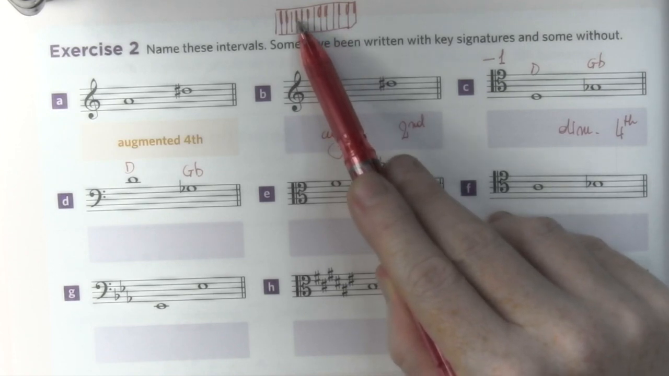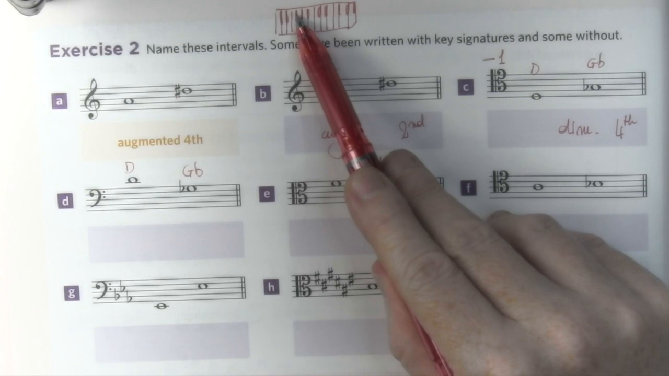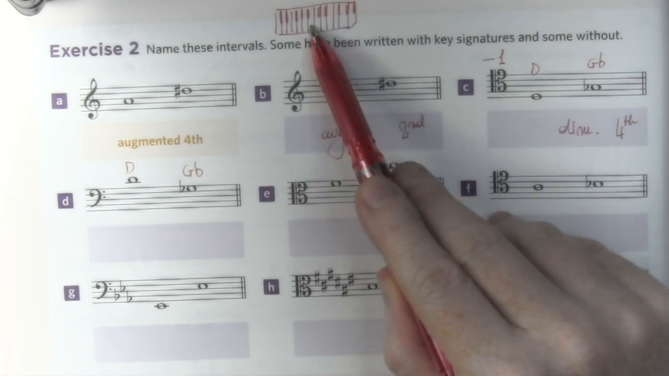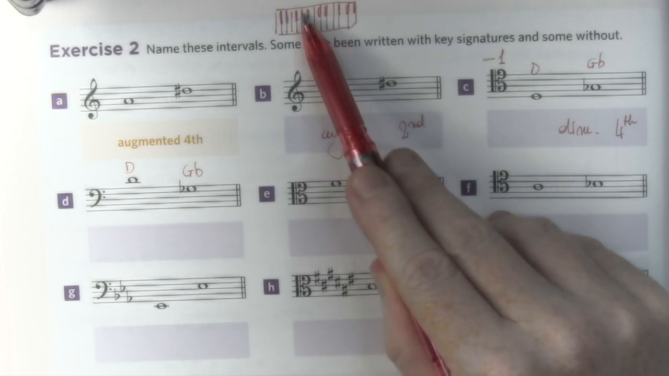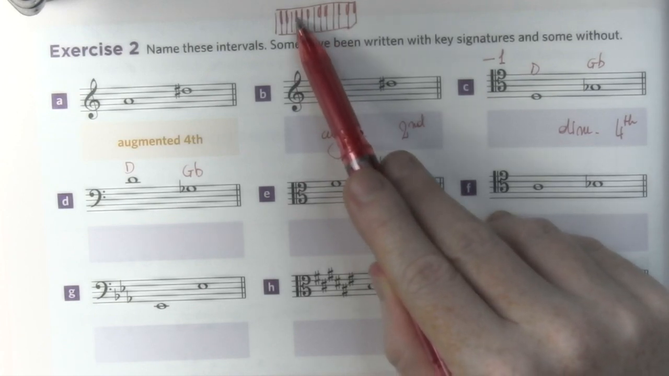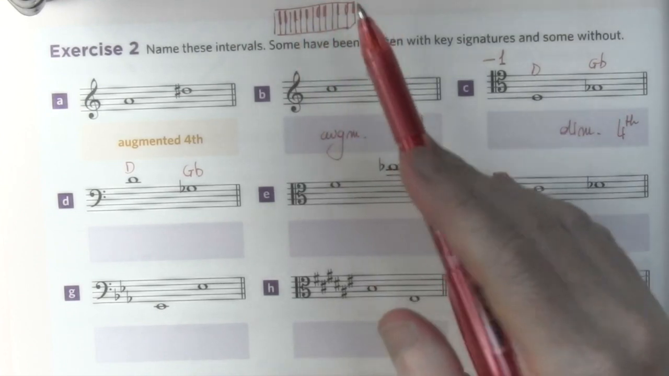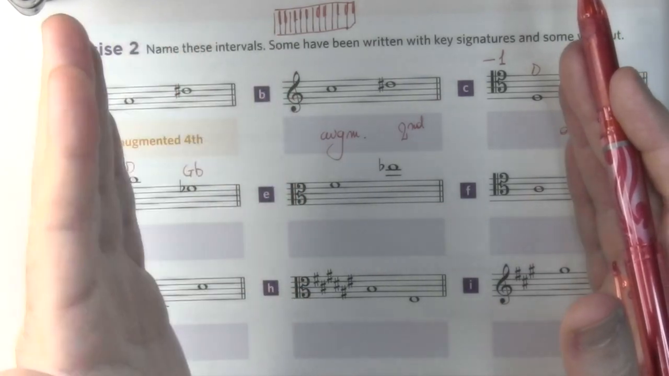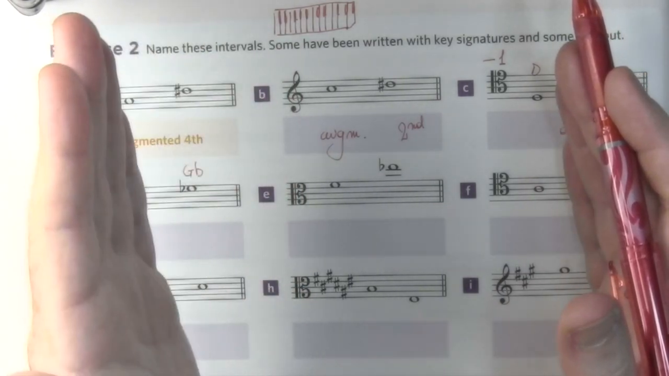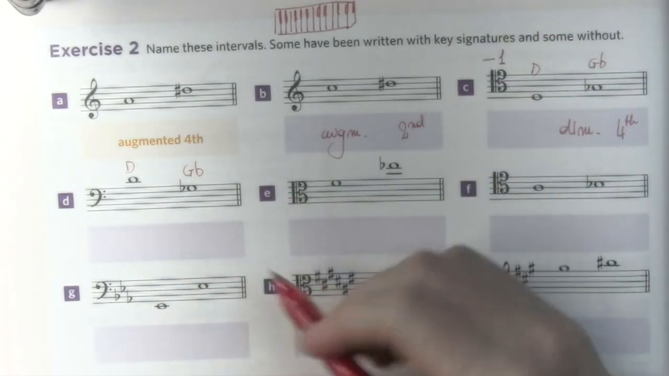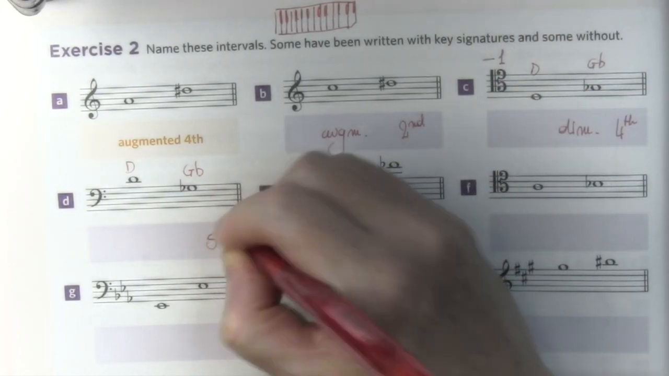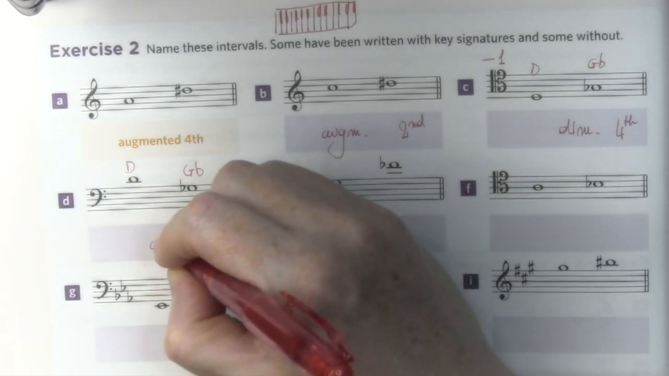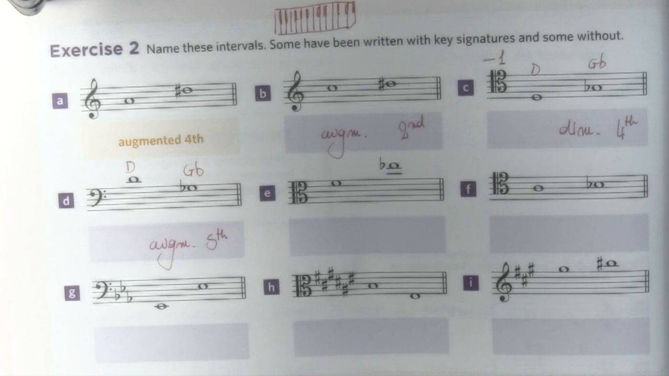1, 2, 3 and a half, and another half. Let's do that again, just to double check. 1, 2, 3 and a half, and another half. So from the perfect interval, we move outwards. So it's not a perfect fifth, but an augmented fifth.